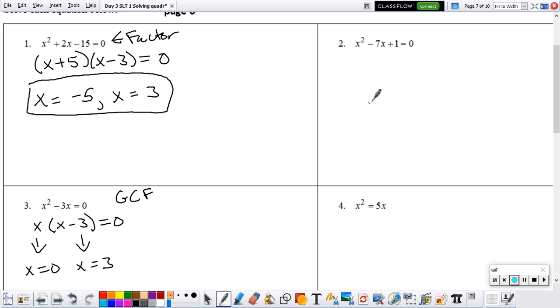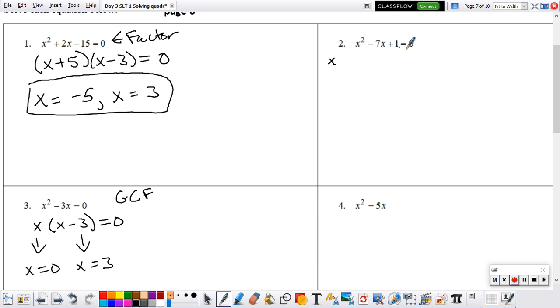Now, let's take a look at number 2. Number 2, I got 1x squared. That's easy. But nothing adds to negative 7 that multiplies to 1. That's sad. If 7 was an even number, I would consider completing the square, but it's not. Boo-hoo. So I am left with my last resort of the quadratic formula.